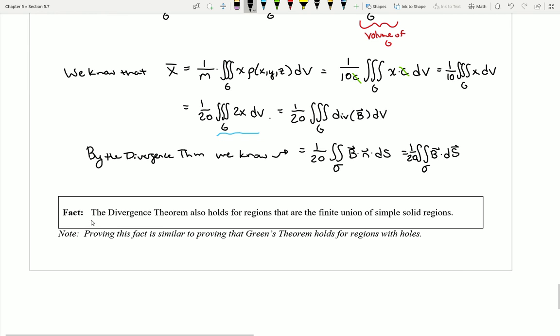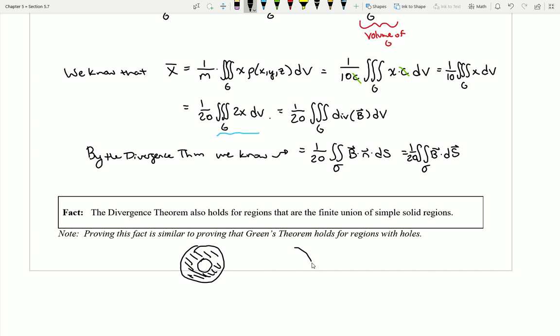So one final fact before we end this section is that the divergence theorem also holds for regions which are finite unions of simple solid regions. Proving this fact is very similar to proving that Green's theorem was going to work for regions that contained holes. You might recall we did some questions like that, where, does Green's theorem work if I have a region D that looks like this donut shape? And we said, yes, it does. And so we can imagine maybe the same sort of thing here.